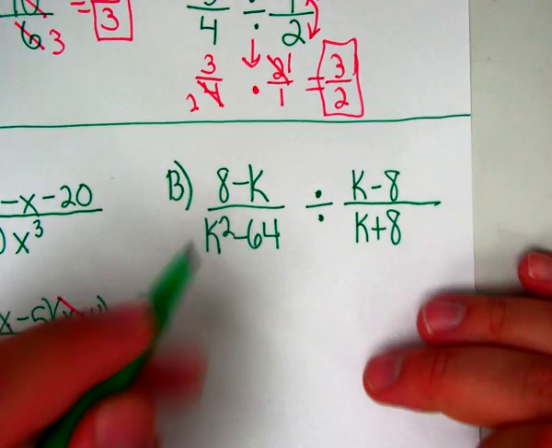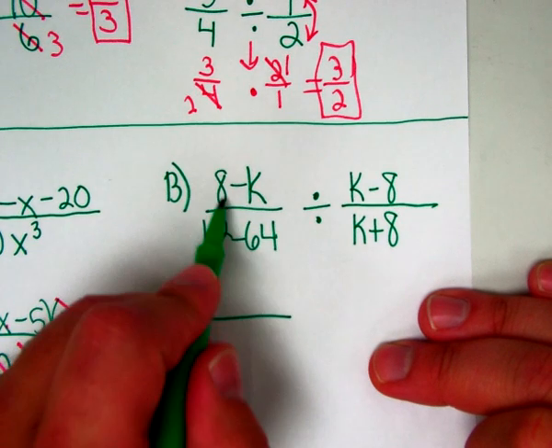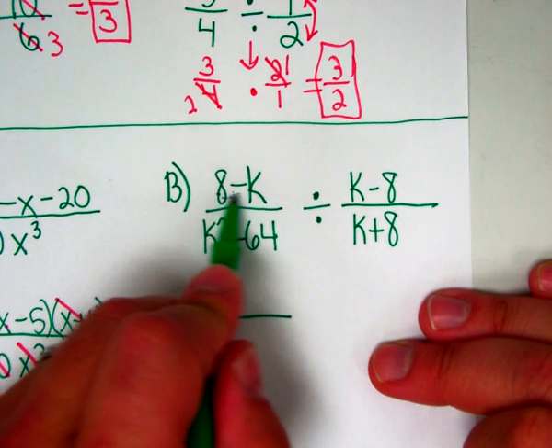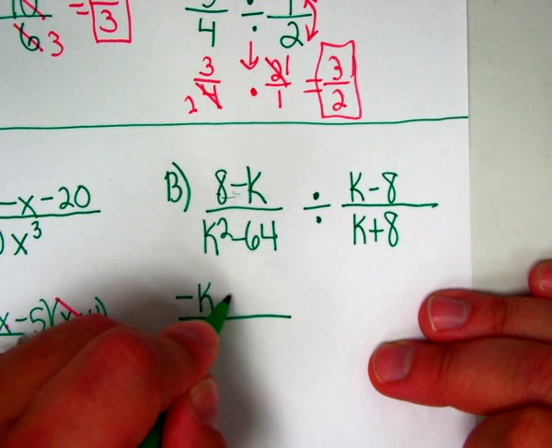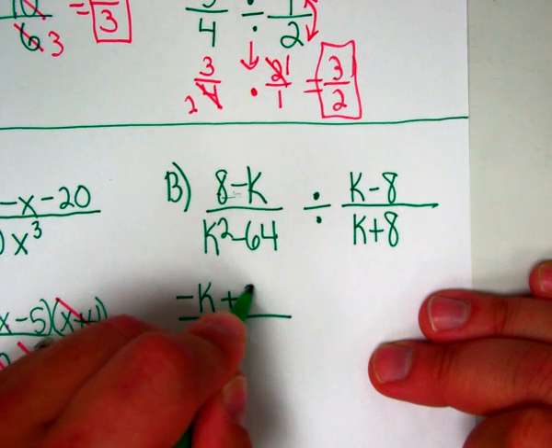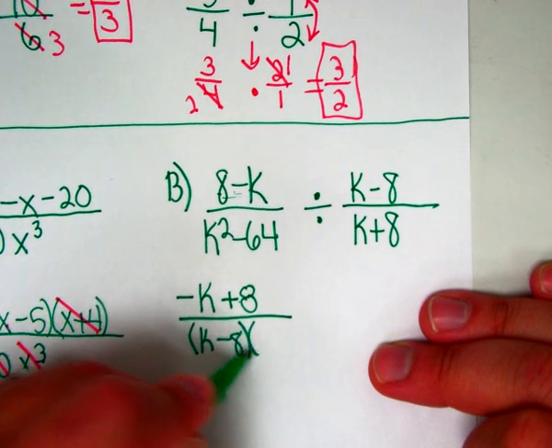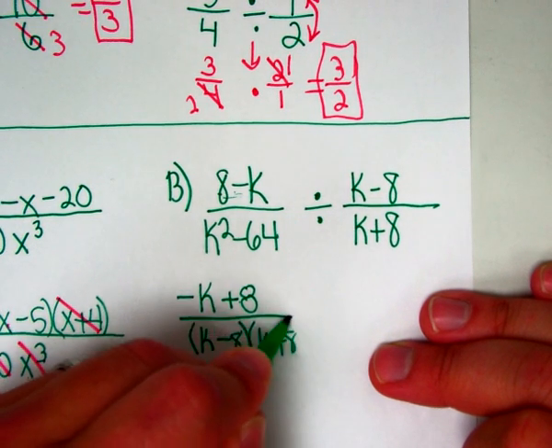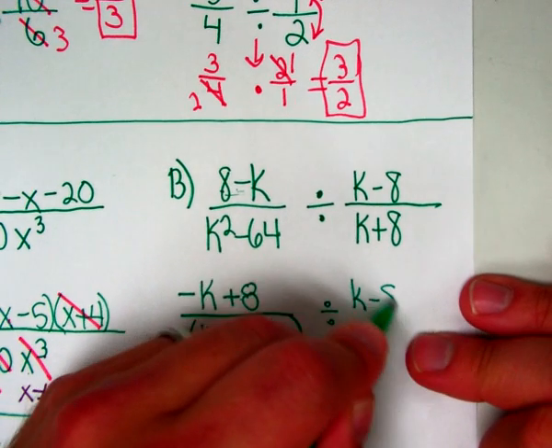Okay? So in this first part, we're going to have our 8 minus k cannot be like this because it has to be in the correct form. So it's going to be -k plus 8. k squared minus 64 will become k minus 8 and k plus 8 because it's the difference of two squares. We still have divided by k minus 8 and k plus 8.